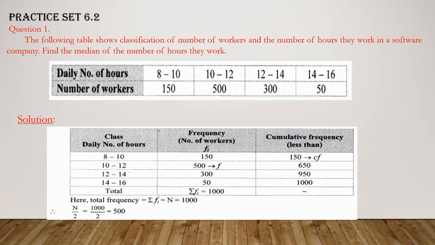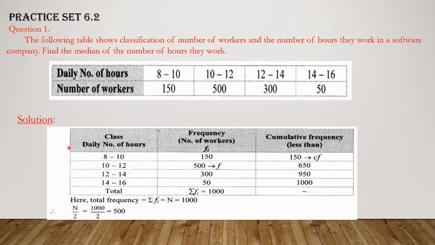Practice set 6.2. Question number 1. The following table shows the classification of the number of workers and the number of hours they work in a software company. Find the median of the number of hours they work. In this question, the classes and the frequencies are given. Solution. First, we have to make the less than cumulative frequency distribution table.